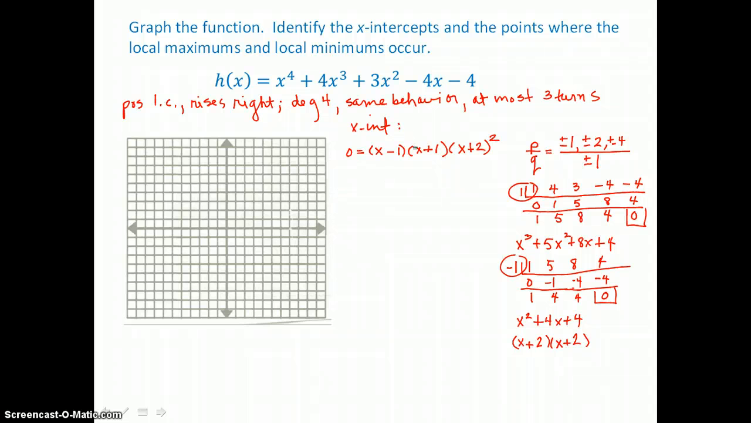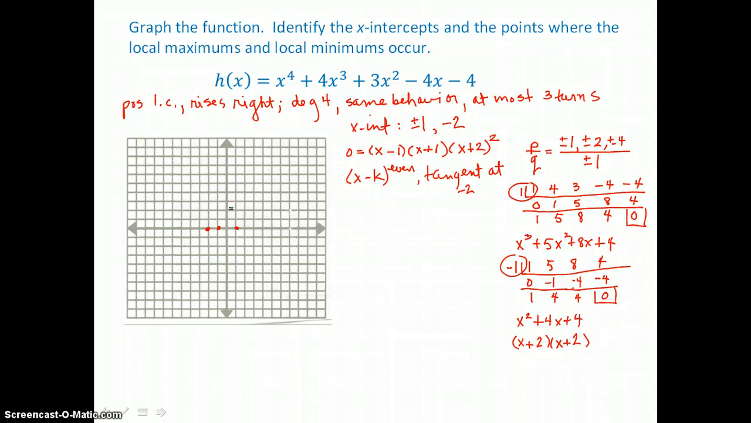Okay, and I find that my x-intercepts are plus or minus 1 and -2. And now because I have that binomial raised to an even power again, x minus k raised to an even power, I also know that this curve is going to be tangent at -2. Okay, so I'll graph those x-intercepts. Plus and minus 1 and -2.